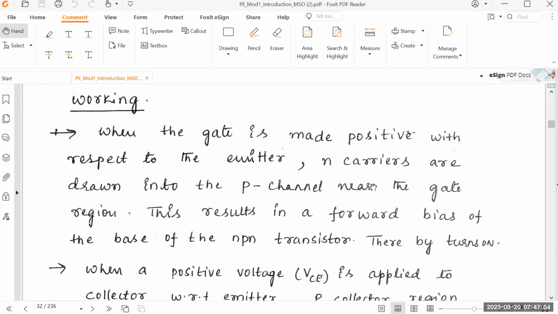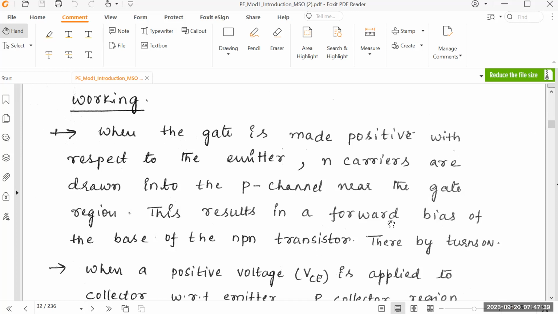We have seen in the construction that only in the P channel are the gate terminals present. So whenever the gate terminal is made more positive, N type charge carriers are attracted towards the gate terminal and come closer to it. That means they are drawn into the P channel. This results in a forward bias of the base of an NPN transistor.